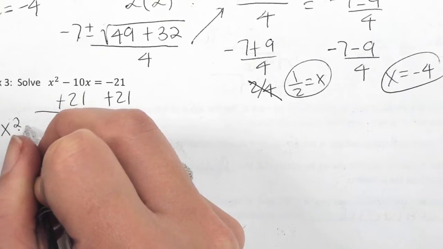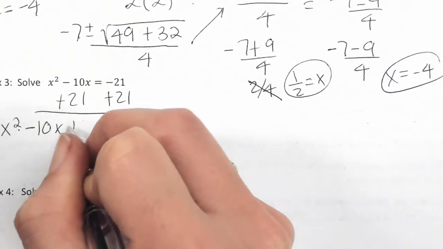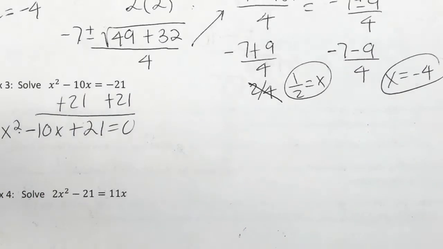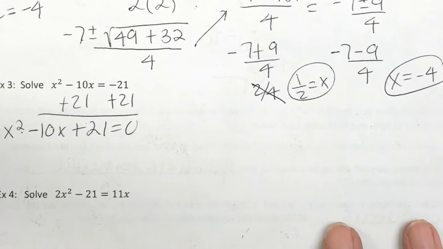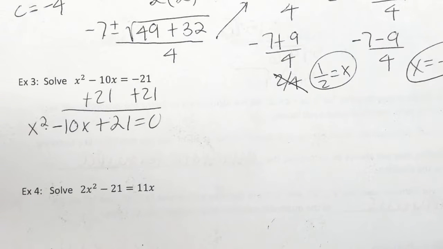X squared. Very good. So this is how we do those extras? Yep, you gotta put it in standard form first. I want y'all to try this one on your own. Example 3. Let me know if you need help.